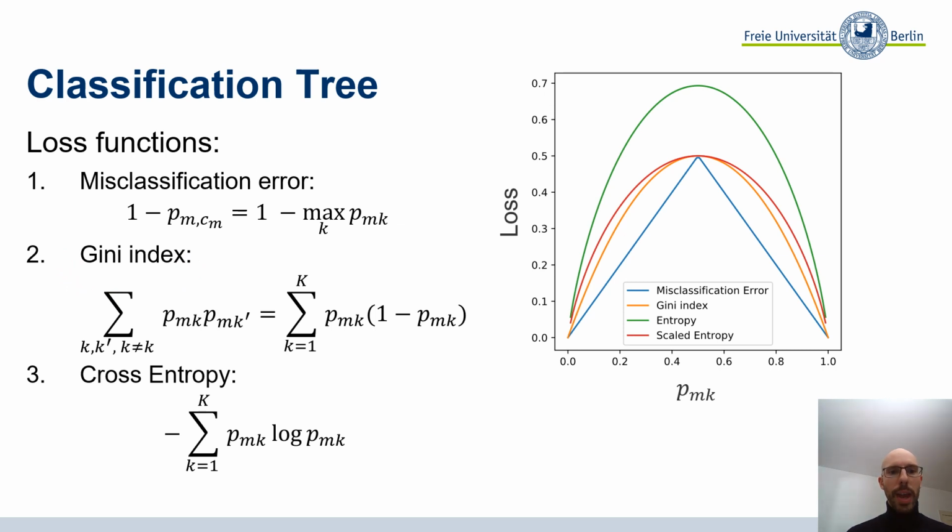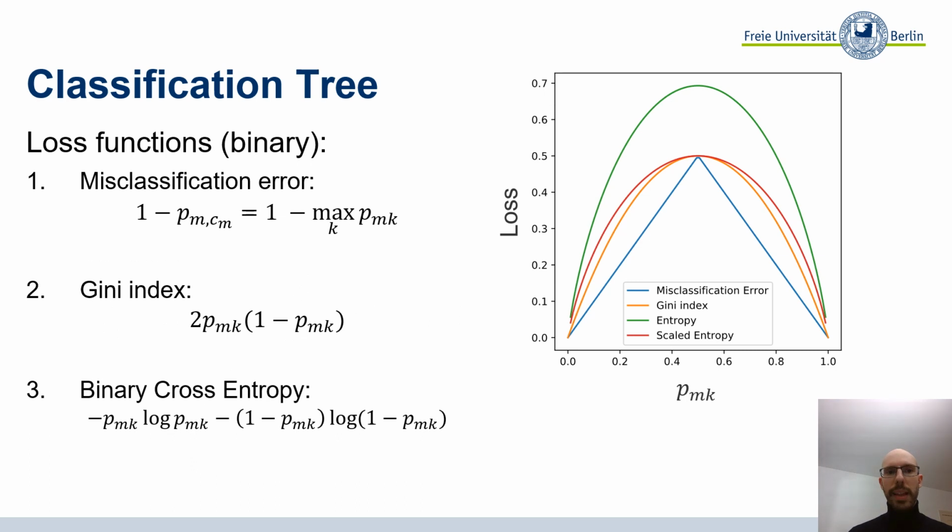Here we have an expression where we sum over PMK and PMK prime, so for different K and K prime. We can also rewrite this as this expression. And cross entropy you already know. Now these loss functions do not look like they have a lot in common. But let us look at these loss functions for the binary classification problem.